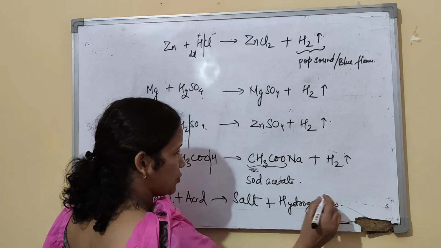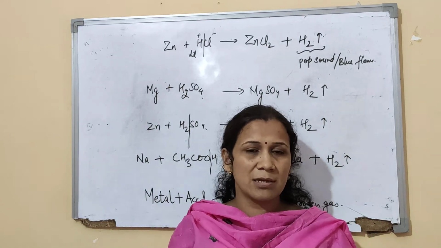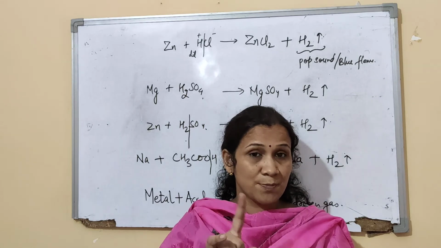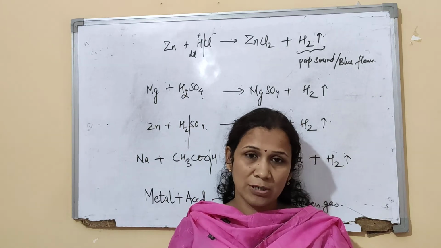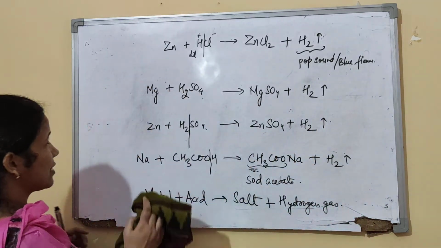So these are general rules. Any metal you come across that is reacting with any acid, what products are you going to form? You are going to form a salt, written as per the valency, and hydrogen gas. So that would be the case. Now coming to the second reaction.